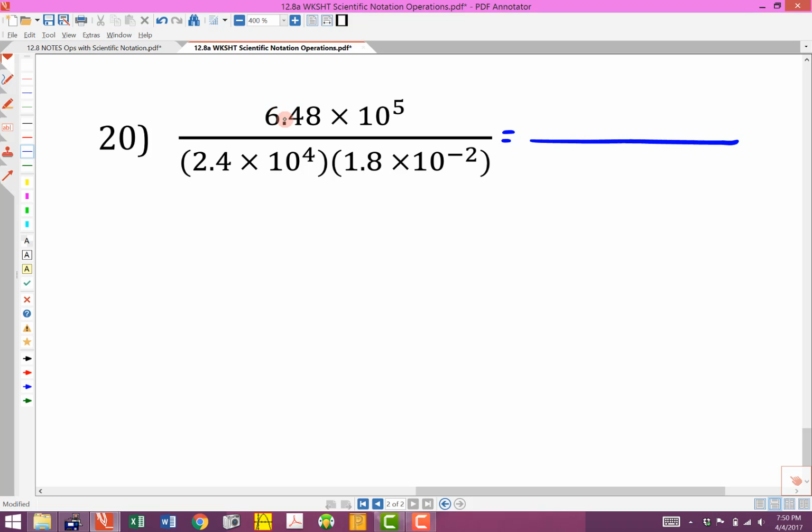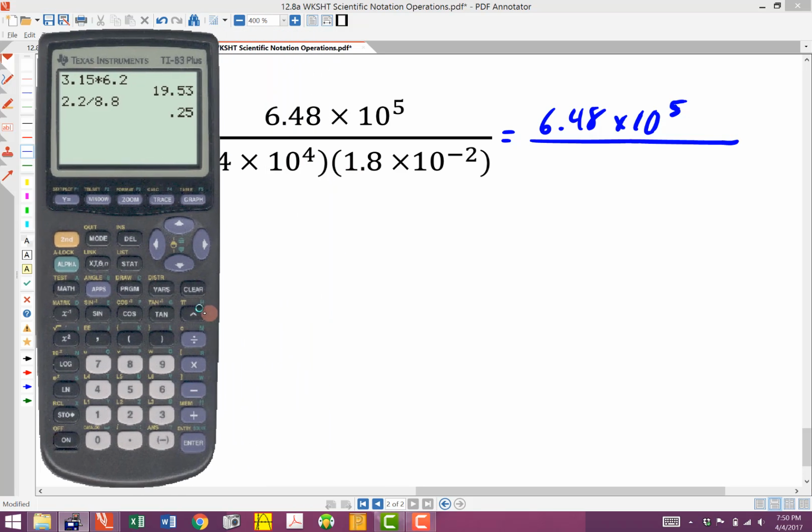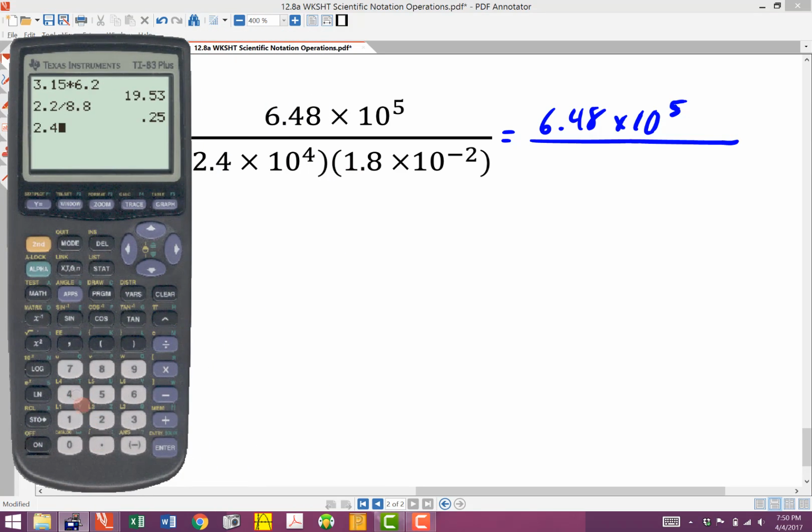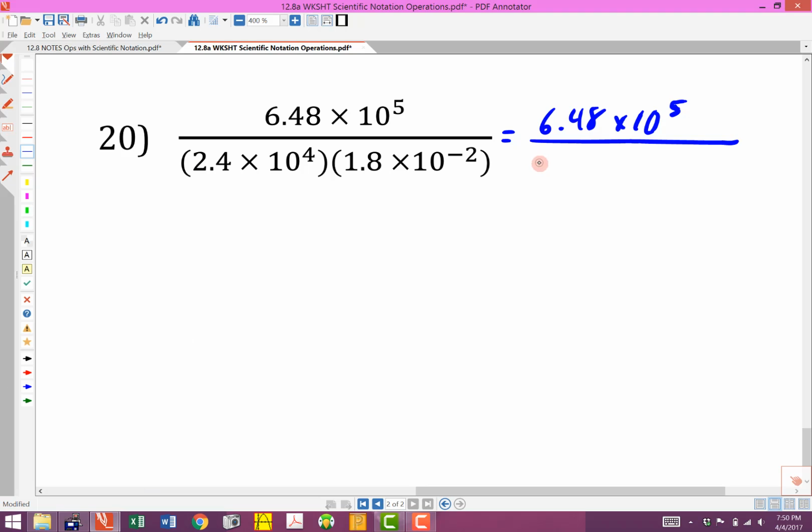So here's what we're going to do. I'm just going to rewrite this one here, 6.48 times 10 to the fifth. Make that look right. And then let's go ahead and multiply these together. So using the same skills that we were talking about just a second ago, I'm going to do 2.4 times 1.8. If we do 2.4 times 1.8, we get 4.32. So the decimal part of this number on the bottom is 4.32. And then let's figure out what the exponent is on 10. We've got raised to the fourth here and raised to the negative 2 here. So we're going to add the two of those together. So 4 plus negative 2, or just plain old 4 minus 2. This is a 2 right here.